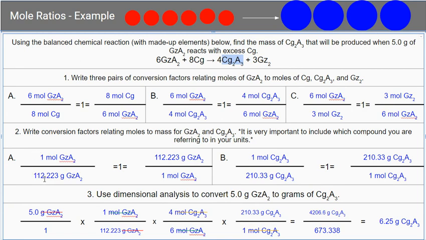And when we looked at the actual conversion factors for the molar mass, that's what we found, right? We saw that GZA2 had a molar mass of 112 grams per mole compared to 210 grams per mole of Cg2A3. So I would expect, even though we have fewer moles, that we would have a larger, or at least a slightly larger mass as a product. So this number makes total sense to me.